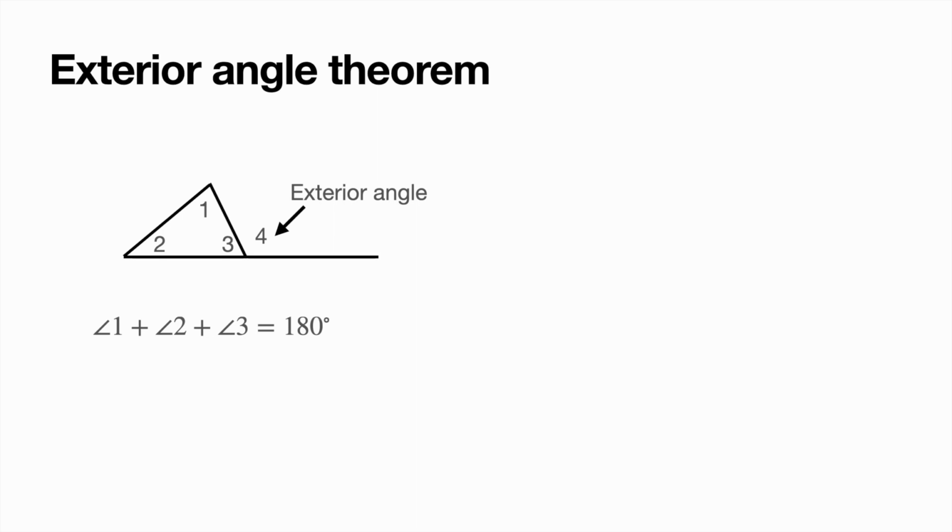We know that angle 1, angle 2, and angle 3 add up to be 180. That's coming from the previous slides. We also know that angle 4 and angle 3 add up to be 180 because here is a straight line down here. And from those two, we will know that angle 4 is the same as angle 1 plus angle 2, because if you add angle 3 to both sides, they both equal 180 degrees. So this is called the exterior angle theorem.